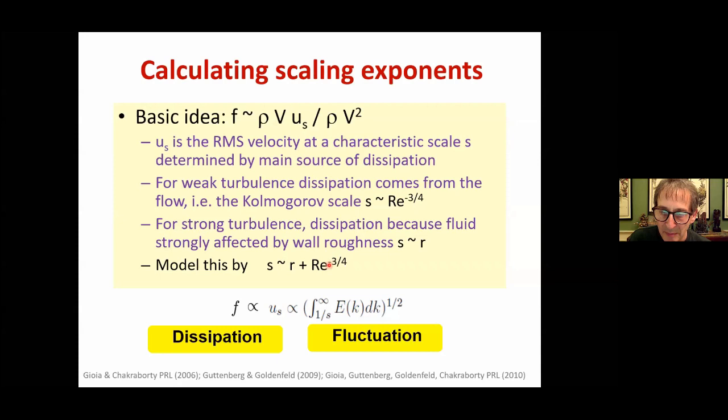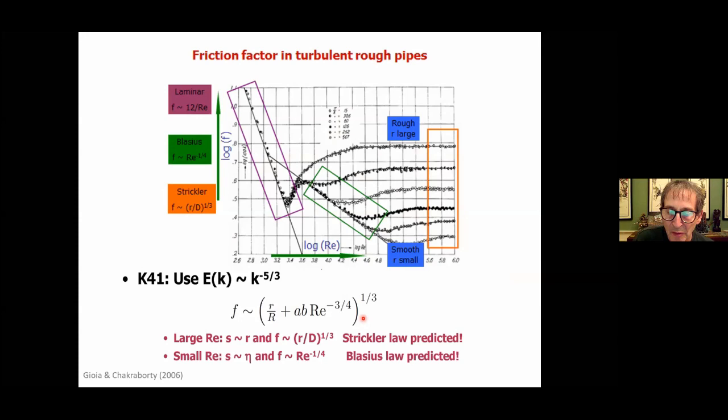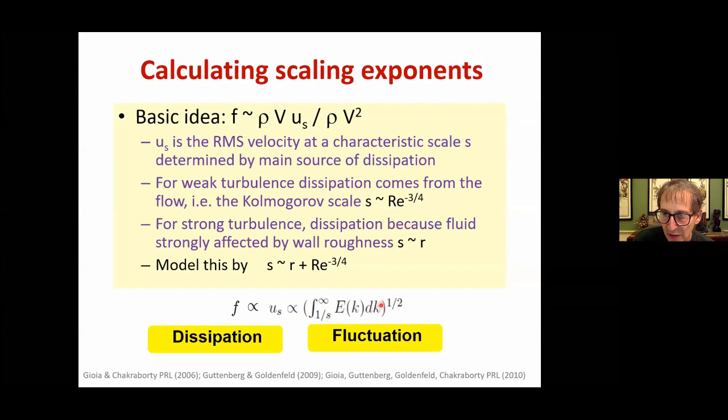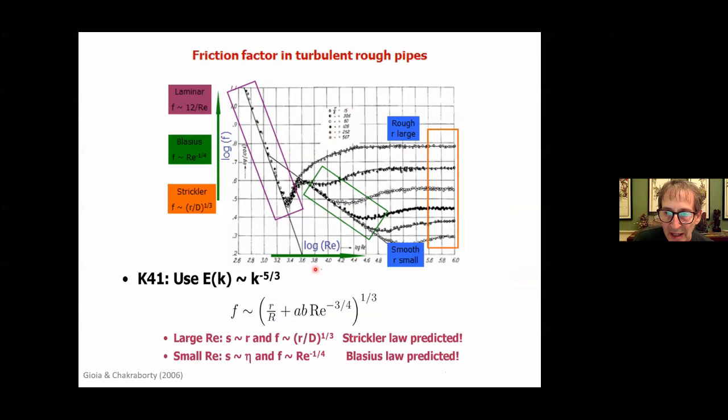And so this formula says that the friction, which is dissipation, is determined by the energy spectrum of the velocity fluctuations. And we can see that this works, because let's suppose you just were very simple-minded and plugged in that the energy spectrum is the k to the minus 5/3 law, then you can do this integral exactly. E(k) is k to the minus 5/3, do the integral, plug in the fact that S is equal to that, and what you get is the roughness plus some constant times Reynolds to the minus 3/4, all to the power 1/3. So that's an exercise for you to just do those integrals and check that you can get this result.